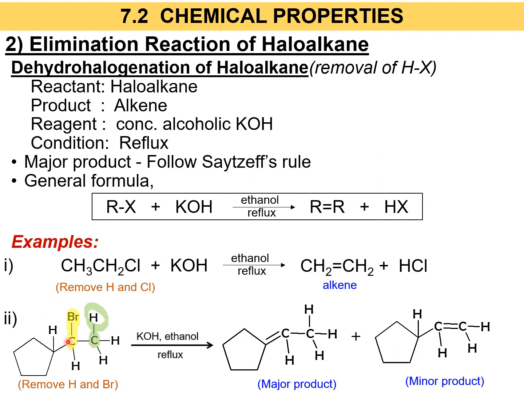But then if you look at the neighbor belah kiri, okay, kalau tengok dekat neighbor belah kiri, this carbon is actually a tertiary carbon. So it will make this hydrogen a tertiary hydrogen. Therefore, if I remove this hydrogen from belah kiri ni, I will get the major product.